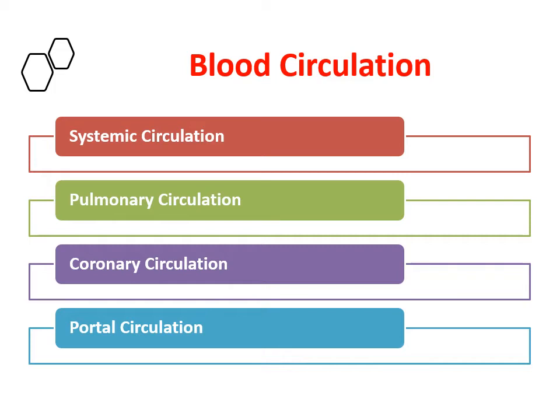Next is the portal circulation. It is the system in which all the blood from the gastrointestinal tract is taken to the liver. That system is known as the portal circulation system.